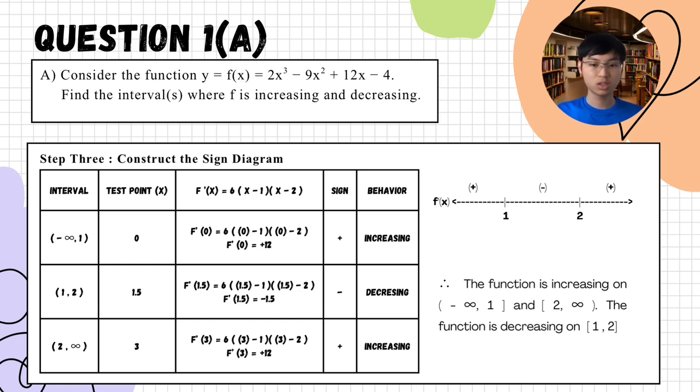In conclusion, for question 1a, the function is increasing on (-infinity, 1) and (2, infinity). And the function is decreasing on (1, 2).